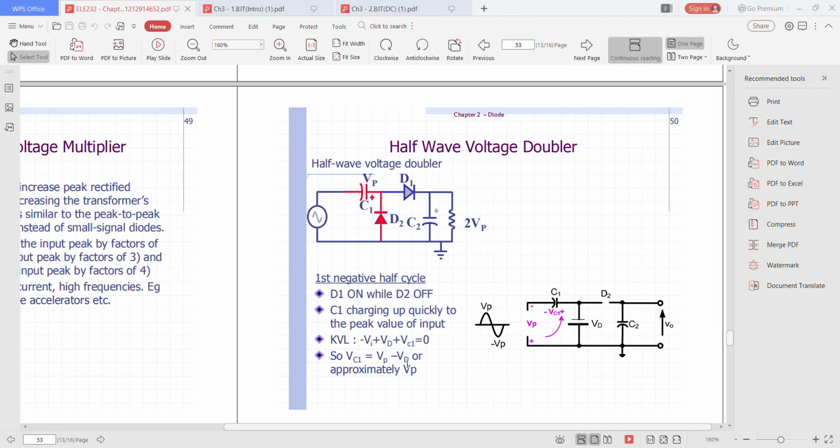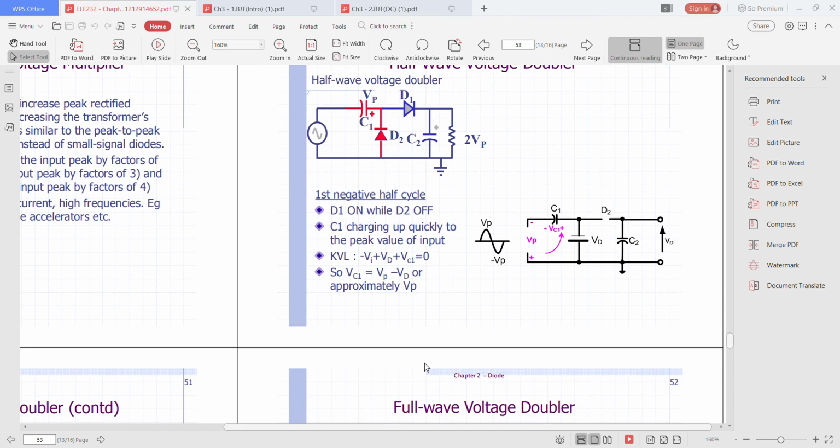Sorry, this is also an error. Vc1 will be equal to Vp minus Vd. Yes. Okay. Alright. So we go on to the next slide.